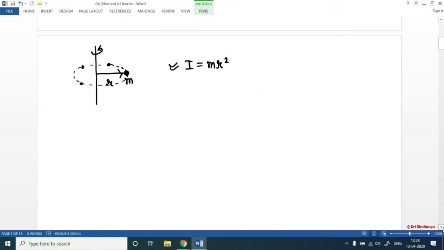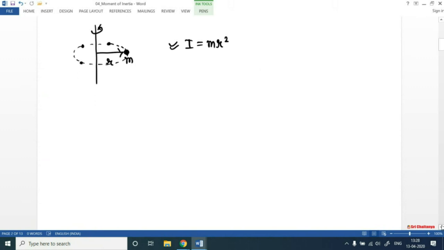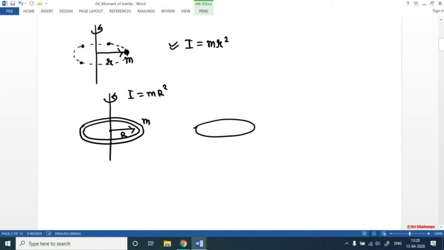Other formulas: let's say we have a ring of radius r and mass m. Its moment of inertia about this axis I is simply mr squared. And if it is a uniform disk, its moment of inertia about this axis is going to be equal to mr squared by 2.